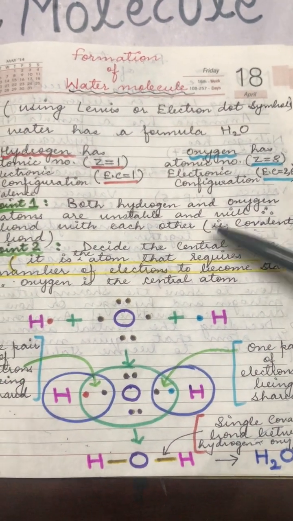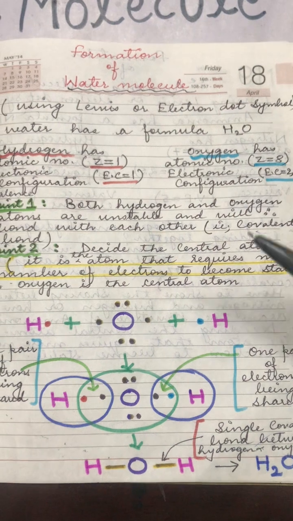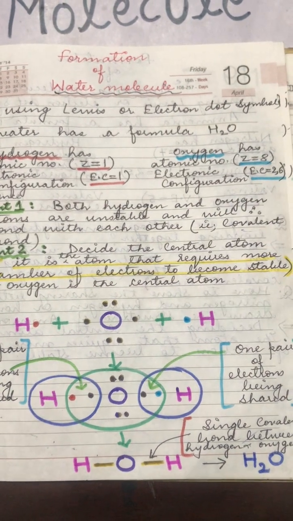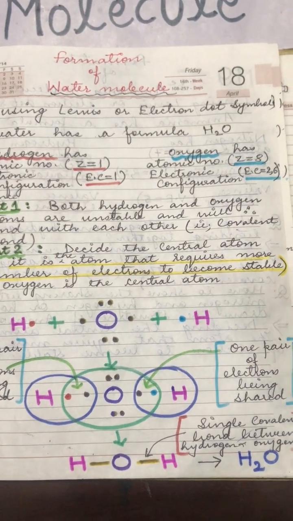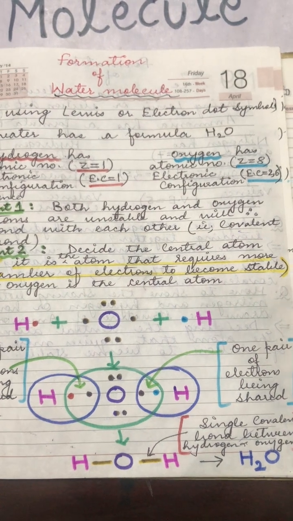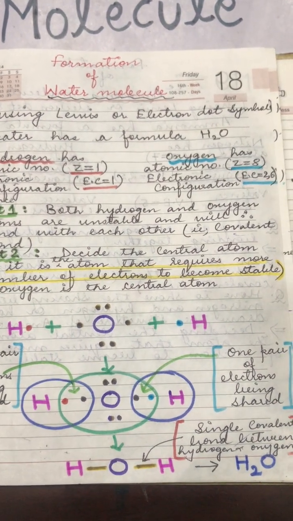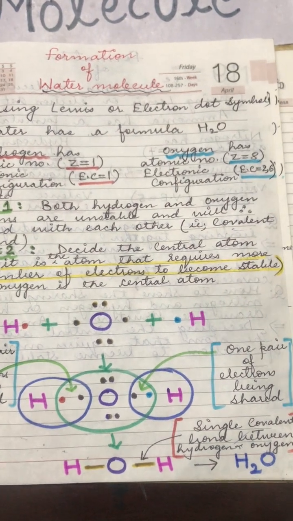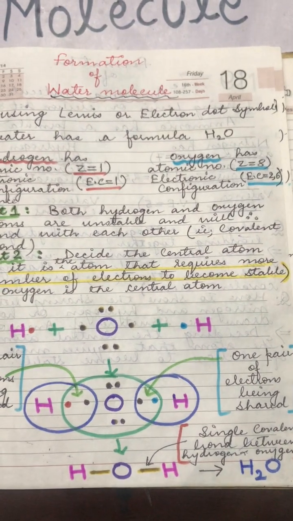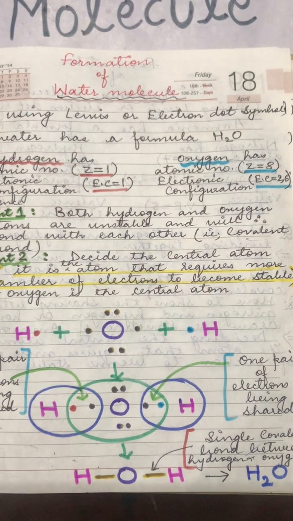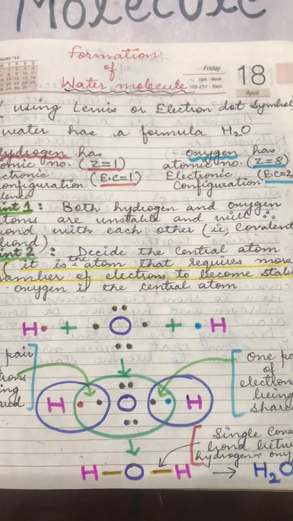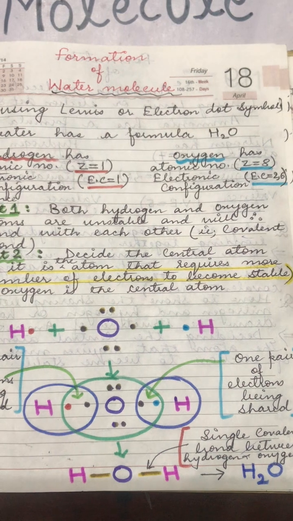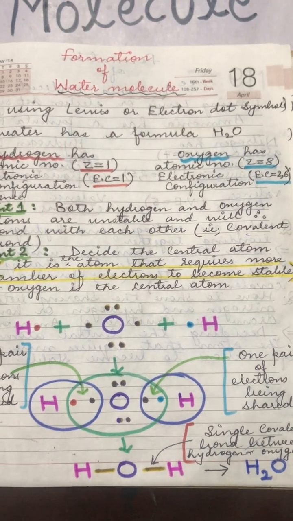Now, here there are 2 points to be noted: both these atoms are unstable, and since they are unstable, they tend to become stable, and in turn they form a bond. Since both of them are non-metals, and non-metals together form a covalent bond, that means they always share electrons. Therefore, hydrogen and oxygen are going to form a covalent bond with each other.